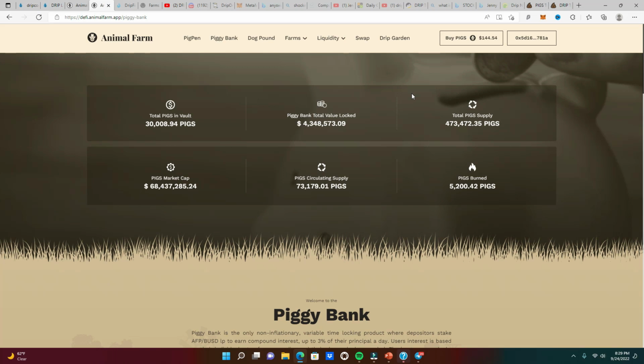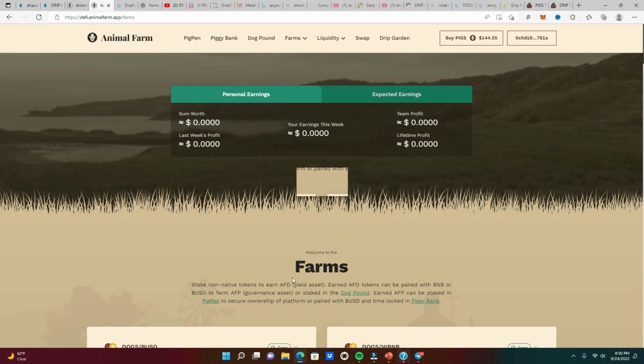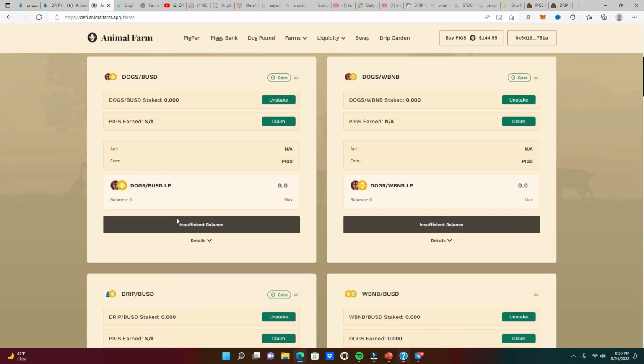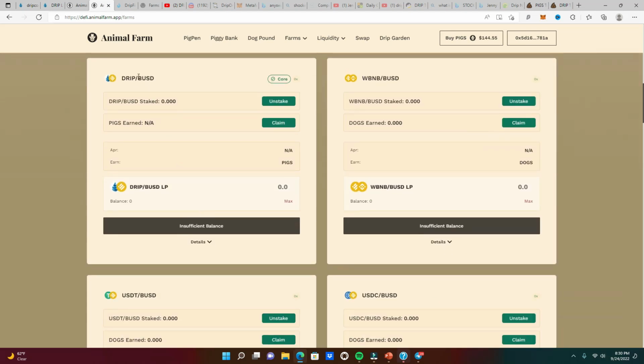At that point, pigs are going to moon, and the price of pigs is going to be so expensive that people like me are going to try to find a way to get pigs at a cheaper rate. So how do we do that? Well, we're going to have to look to the farms, right? And if we take a look at the farms, there is only one that is going to help us out, and that's going to be the drip slash BUSD that's going to be staked in order to earn pigs.